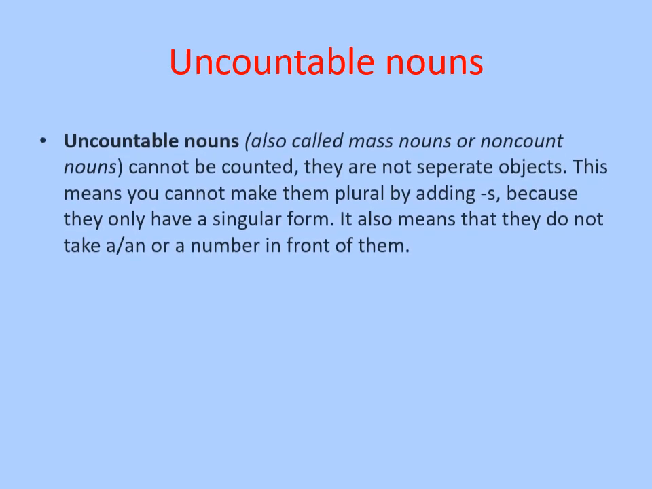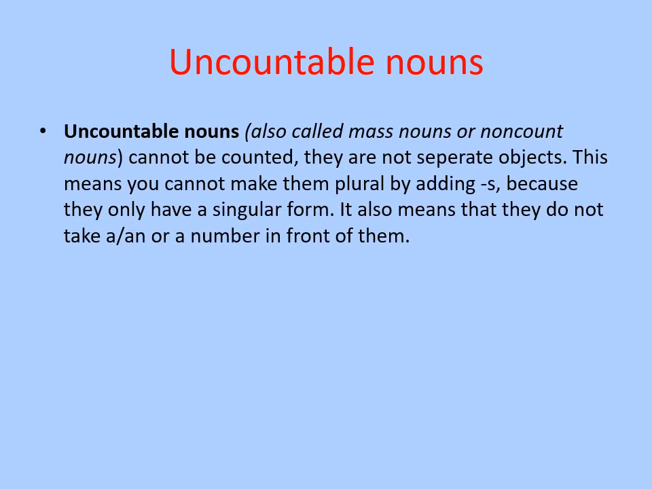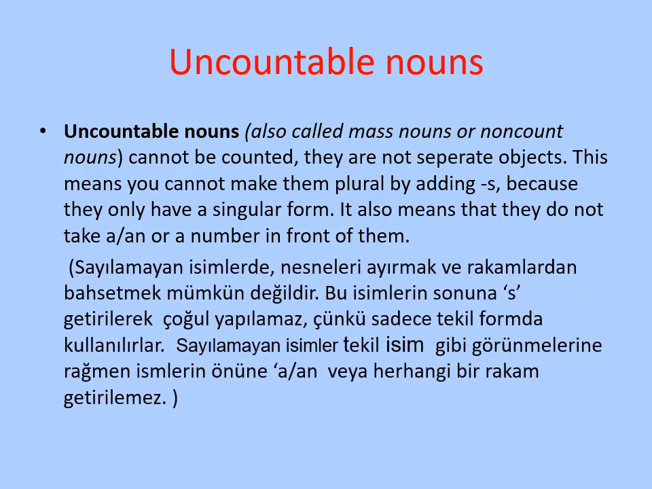Let's go with uncountable nouns. Uncountable nouns, also called mass nouns or non-count nouns, cannot be counted. They are not separate objects. This means you cannot make them plural by adding s, because they only have a singular form. It also means that they do not take a or an or a number in front of them.